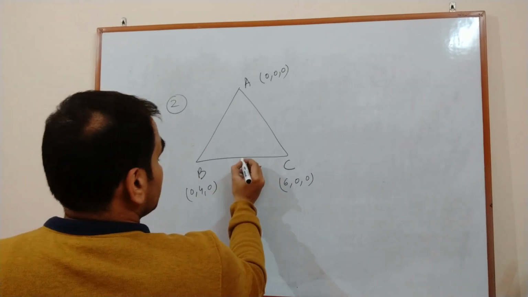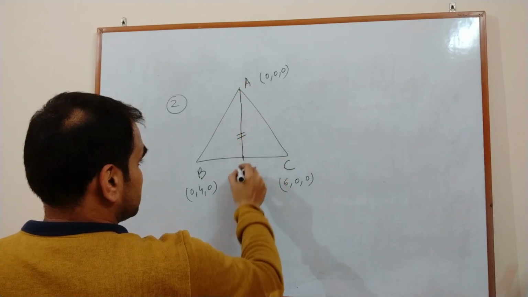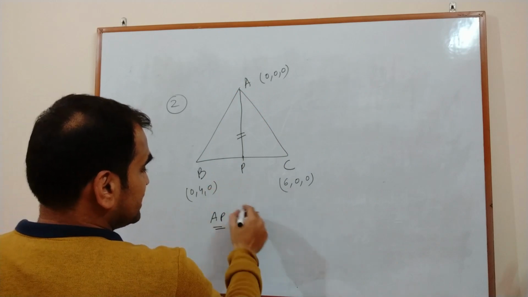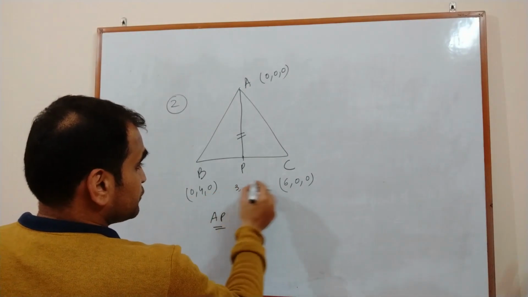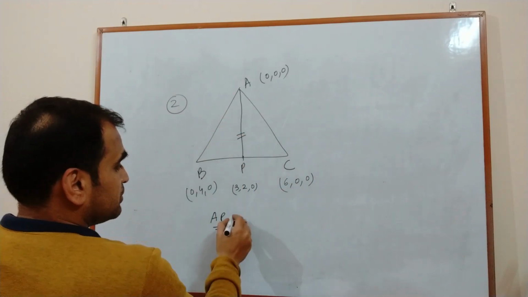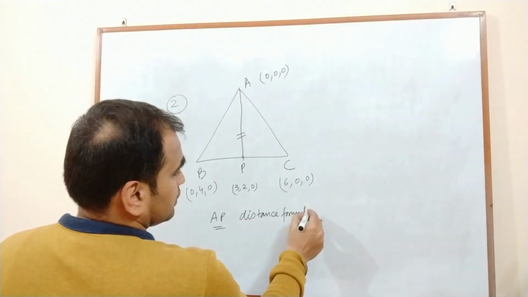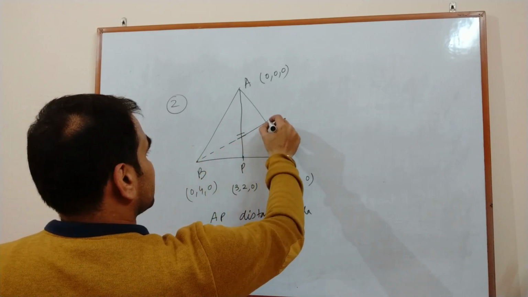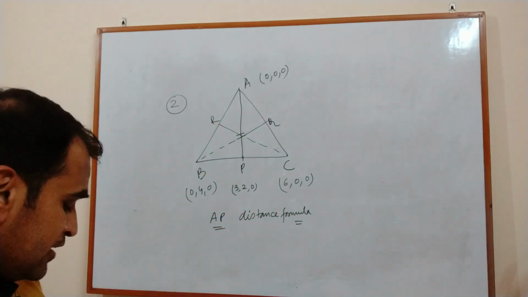Okay, so for the median we need the midpoint of BC. So join it. Maybe this is P. So you have to find out AP. What is P? P is the midpoint of B and C. We can easily calculate: (6 + 0)/2 is 3, (4 + 0)/2 is 2 and (0 + 0)/2 is 0. So this is the midpoint and we can calculate AP by using the distance formula. Similarly, we can have another median, maybe you can take Q and R. So with the same procedure we can find out the length of the medians.